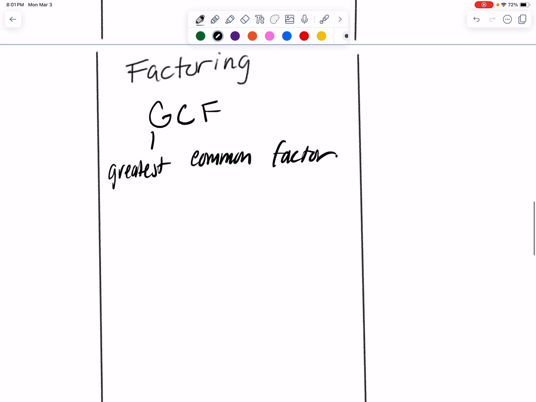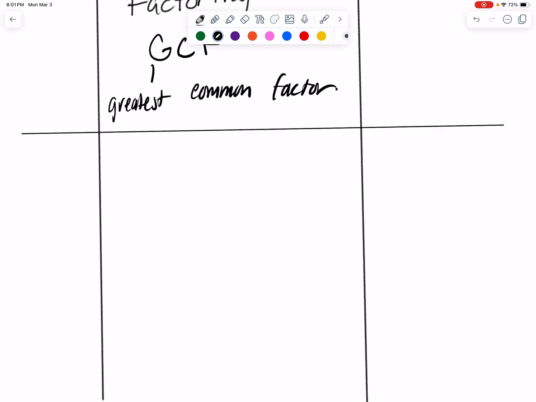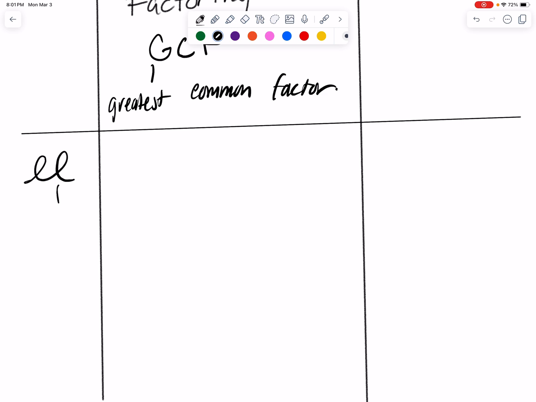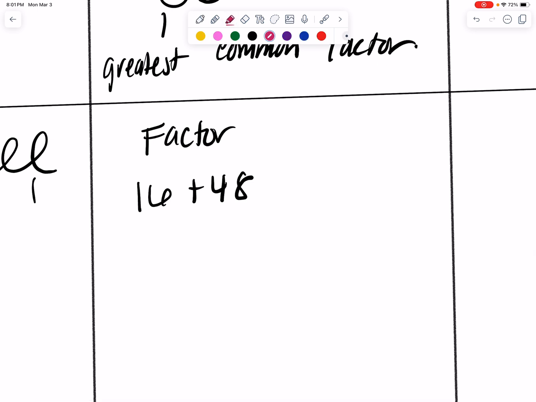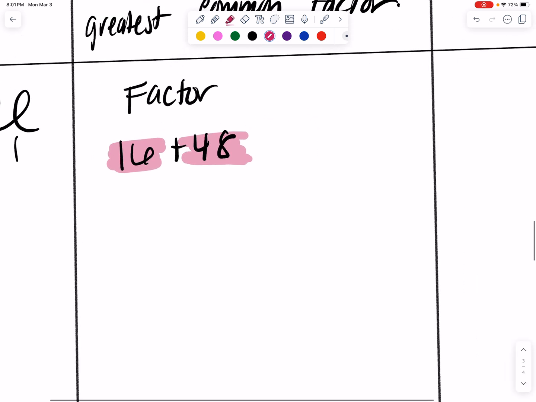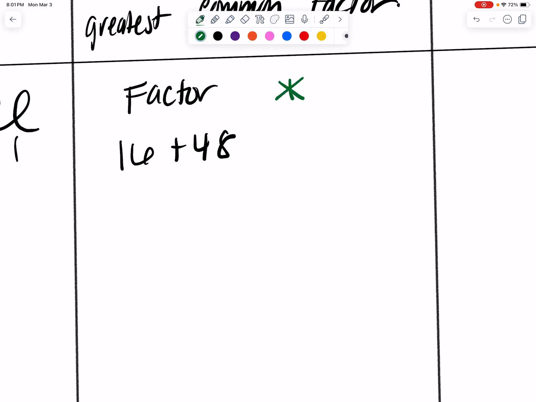Okay, so here's number 1. Example 1. Use the GCF to factor. Factor 16 plus 48. You guys, factor means kind of like take out. You're going to look at the 16, you're going to look at the 48, and you're going to ask yourself, what number can I take out? I always skip 1 because it doesn't really help me at all. 2 can go in both of them. And then can 4 go in both of them? Yes.